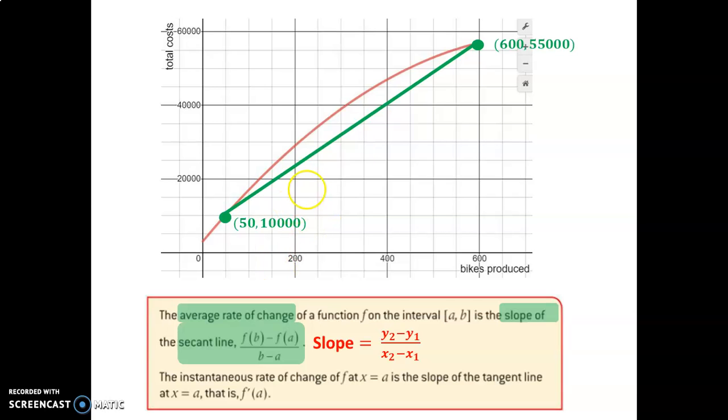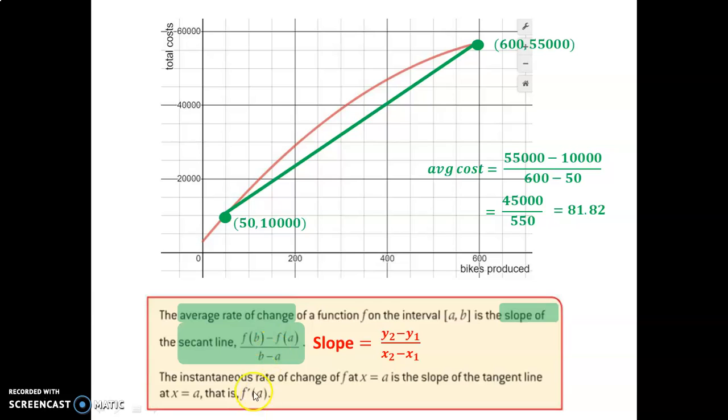Okay, so here we could find the average. We could just do the y values subtracted, right? y2 minus y1, subtract that y value and that one, and then on the bottom you subtract the x values. That's your rise over run, it's a slope. That gives us 45,000 over 550, which gives us an average cost of 81.82. So that's the average cost of producing each bike if we go from here to here. But we know at different points, here is more expensive, for example, and here it's less expensive.